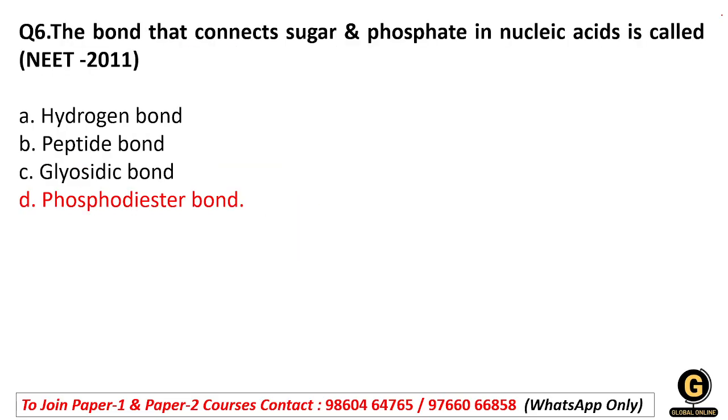Moving forward to the next question. The bond that connects sugar and phosphate in nucleic acid is called dash. And the options given are hydrogen bond, peptide bond, glycosidic bond and phosphodiester bond. Yes, so the correct answer is option number D, that is phosphodiester bond, because these bonds form the sugar and phosphate backbone. What do these bonds do? They form the backbone, the sugar and phosphate backbone of DNA and RNA. Okay.